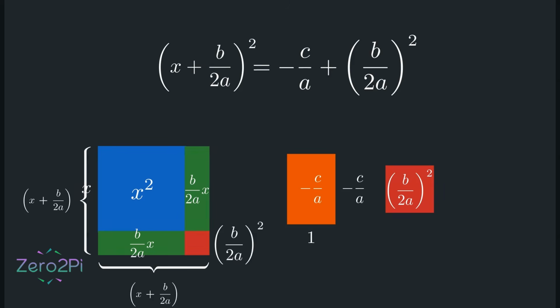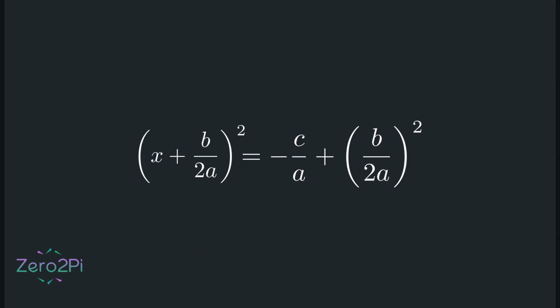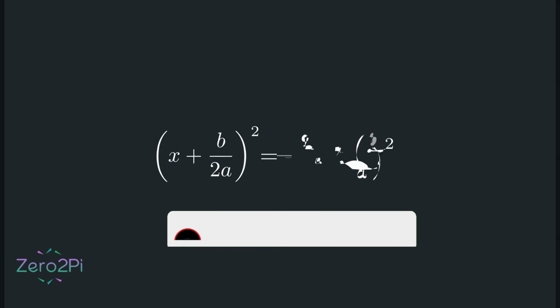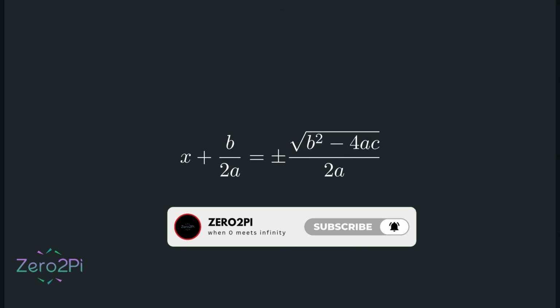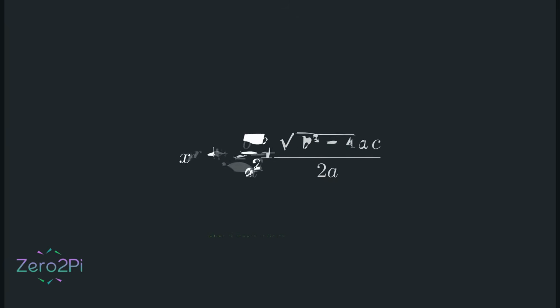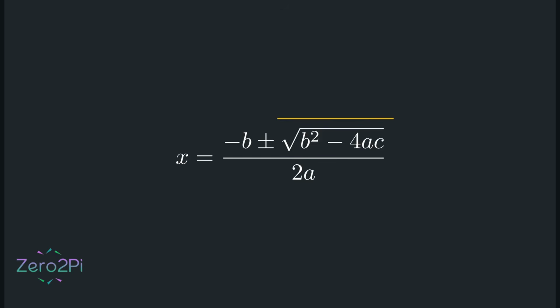From here, the algebra becomes much easier, and after simplifying, we finally arrive at the quadratic formula. So the quadratic formula isn't just something to memorize, it comes from a very simple idea: turning rectangles and squares into one perfect square.